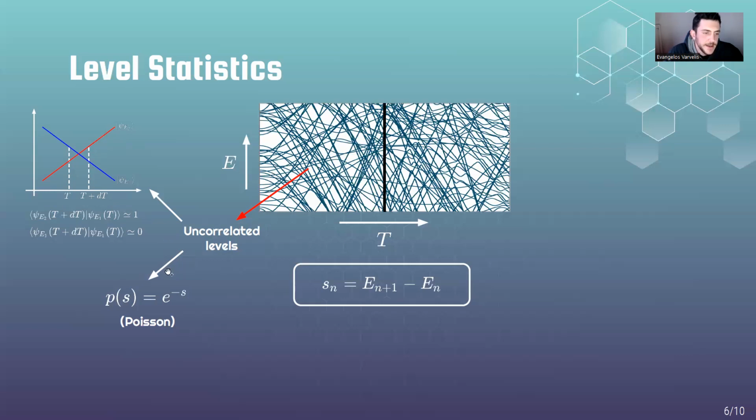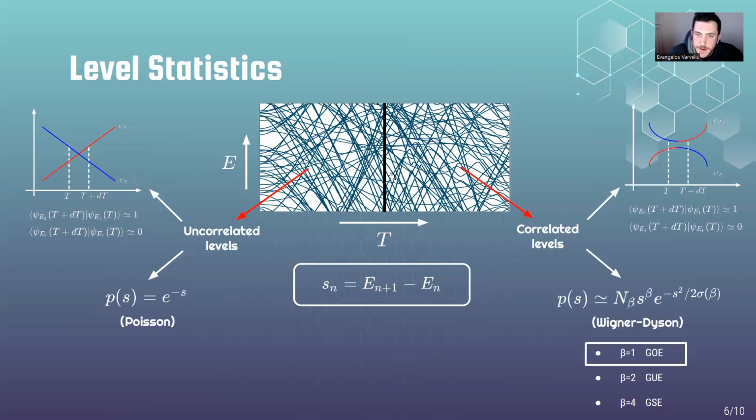For such a case, as I said, we have an uncorrelated spectrum, and therefore the distribution of these level spacings should be Poissonian. On the right-hand side, we have a very different situation. You might notice these level repulsions here, the states bumping into each other and avoiding each other, which leads to more correlated eigenstates. And the nature of the crossings here is of avoided crossings. So we have the same situation as before, but now the eigenstate changed diabatically.